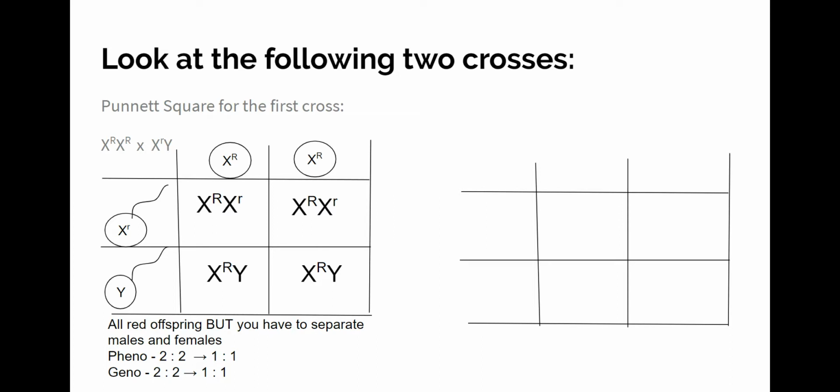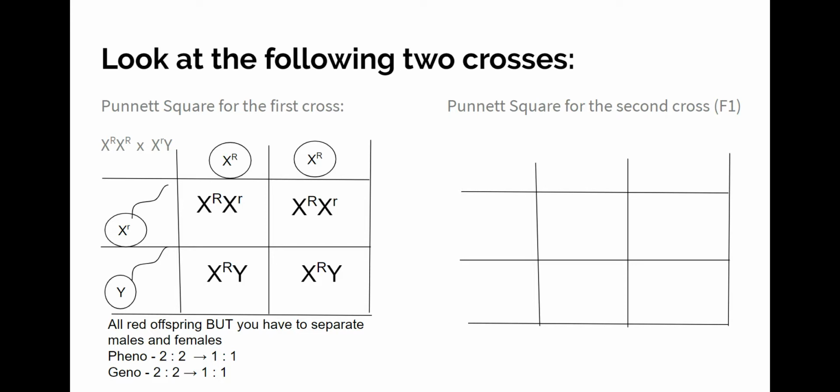The genotypes are the same. Heterozygous female, dominant male. So we do a 1-to-1 ratio, separating it out because of males and females. We're going to take a female from this cross and a male from this cross, and we're going to use them in our next Punnett square.